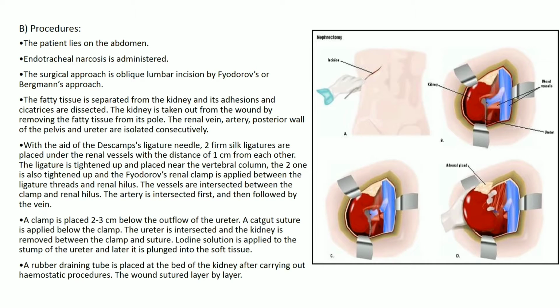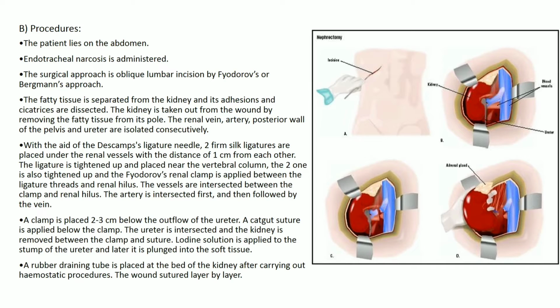The ligature is tightened and placed near the vertebral column, between the ligature thread and the renal hilus. The vessels are intersected between the clamp and the renal hilus. The artery is intersected first, followed by the vein. The clamp is placed 2 to 3 cm below the outflow of the ureter. A catgut suture is applied below the clamp. The ureter is intersected and the kidney is removed.